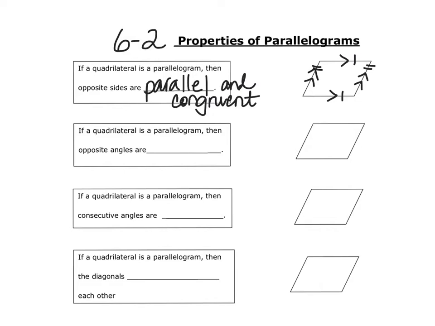If a quadrilateral is a parallelogram, then the opposite angles are congruent. So let's mark these angles the same size, and these angles the same size. Those are the opposite angles.